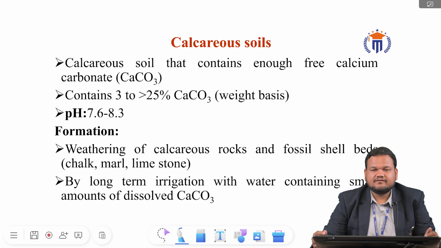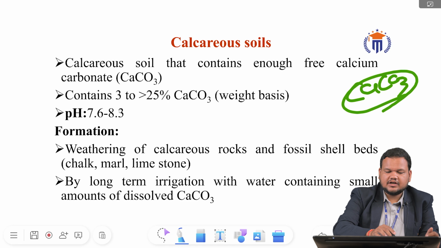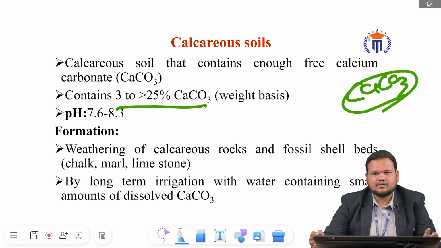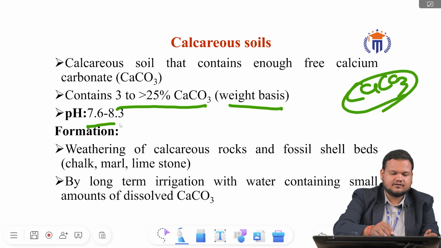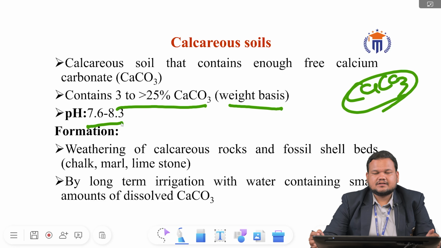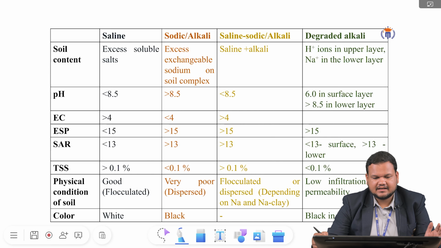Next, coming to your calcareous soils, which contain a free amount of calcium carbonate, around 3 to more than 25% of calcium carbonate on a weight basis. And the pH of these calcareous soils is around 7.6 to 8.3. These form due to the weathering of the calcareous parent rock materials. Or, long-term irrigation with water containing a small amount of dissolved calcium carbonate also leads to the formation of calcareous soils.